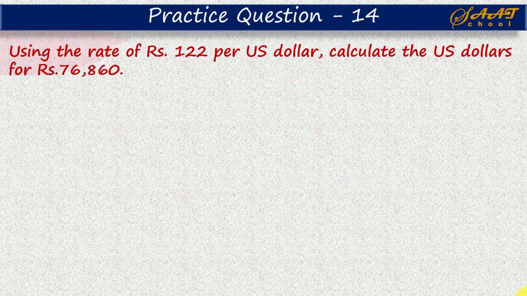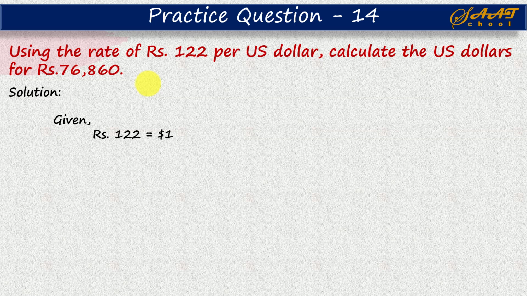Now here is practice question 14. The question is: using the rate of Rs 122 per US dollar, you have to calculate the US dollars for Rs 76,860. Now here 1 US dollar equals Rs 122. Now we have to find how many US dollars will be equal to Rs 76,860. So the given is Rs 122 equals $1.